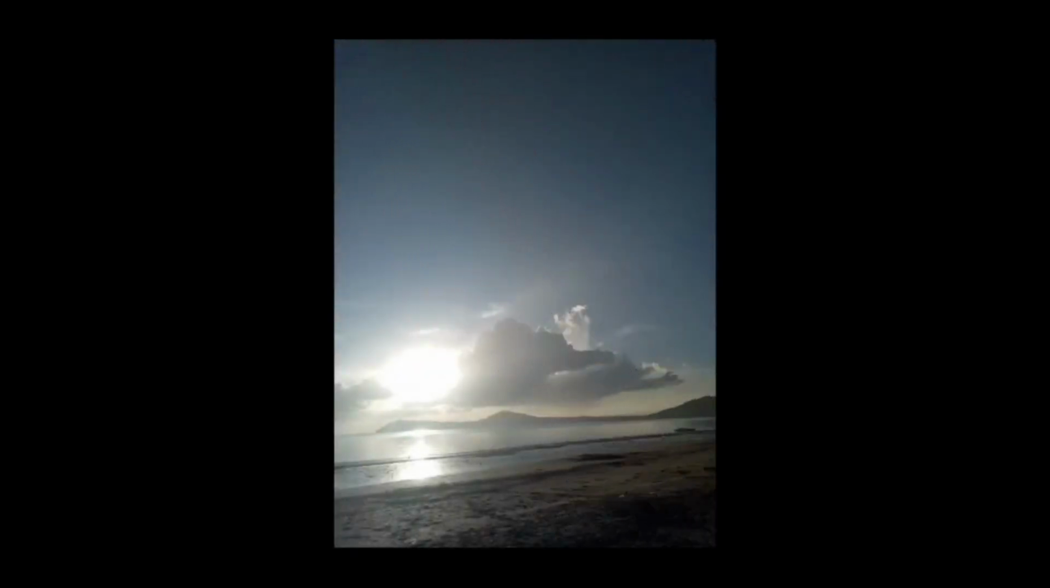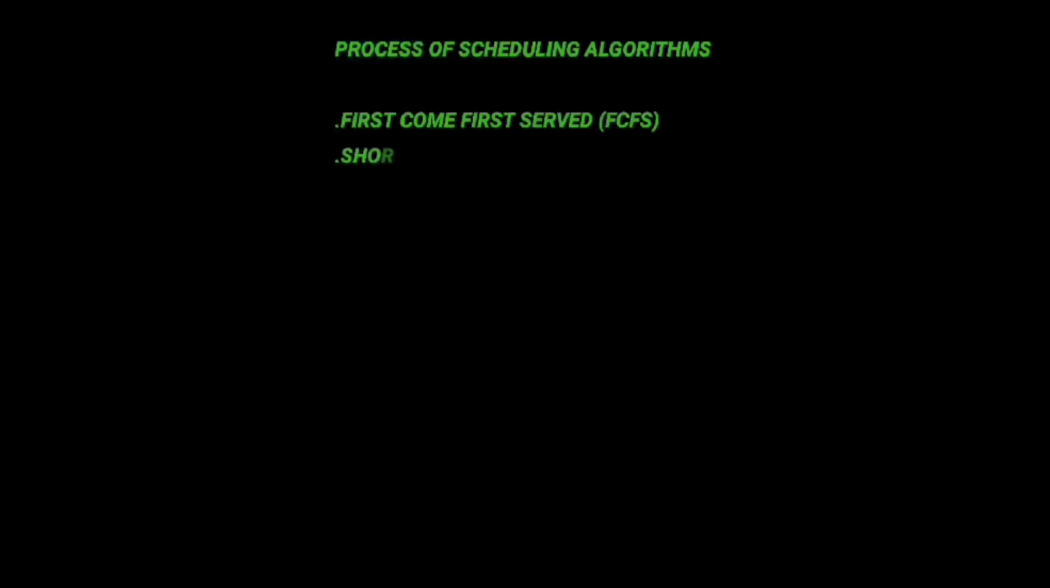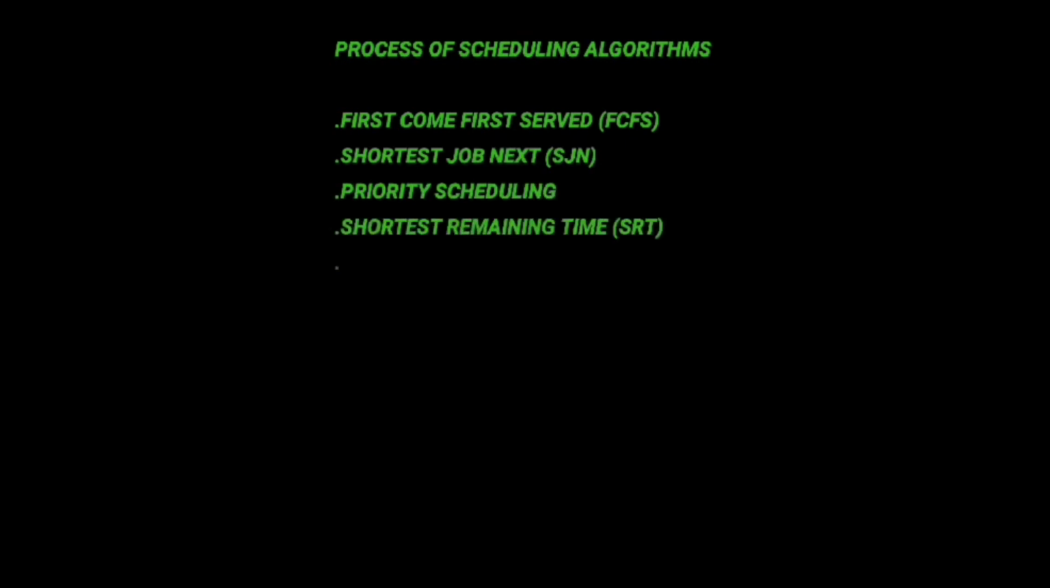Everyone, here are the topics. It is all about process scheduling algorithms. First is first come first serve. Second is shortest job next. The third is priority scheduling. Then the shortest remaining time. The first is first come first serve.